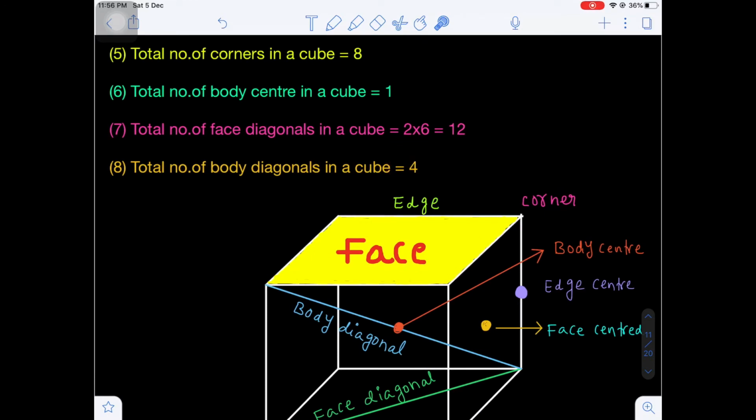Now come to how many face diagonals will be present. A face diagonal lies on the same face. Each face has 2 diagonals, and there are a total of 6 faces. So 6 into 2, that is 12 face diagonals will be present, and 4 body diagonals will be present.